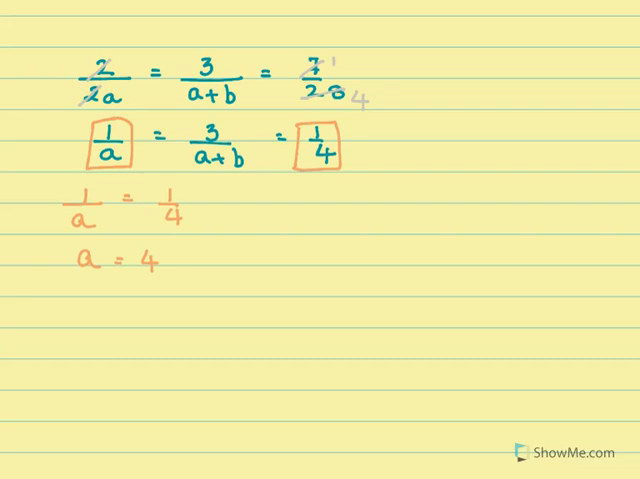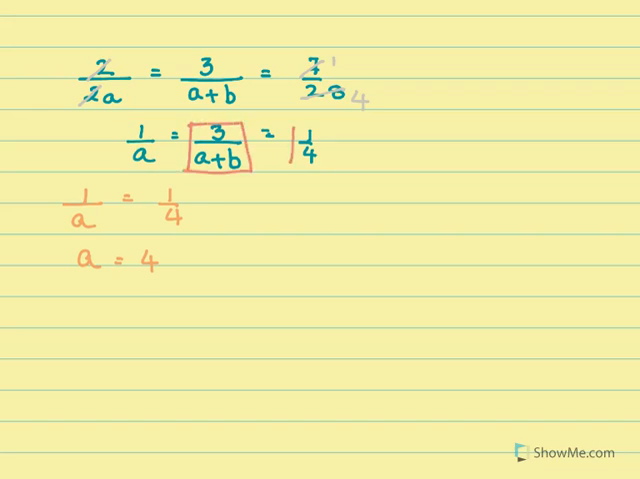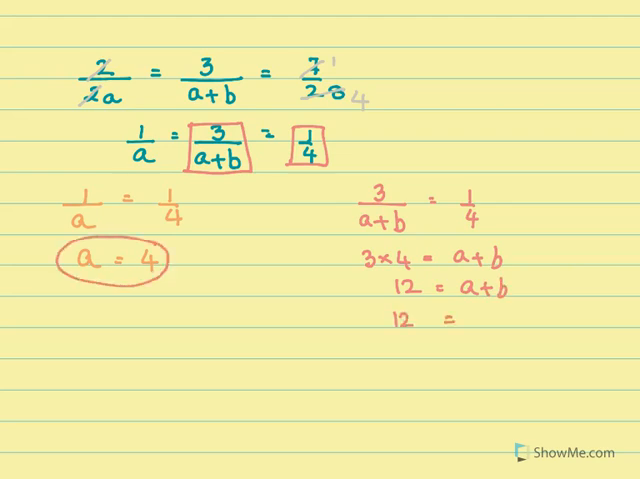Now in the next part, we will take 3 over a plus b and 1 by 4. So we take 3 over a plus b equal to 1 by 4. Cross multiply, 3 into 4 equal to a plus b. 12 equal to a plus b, and we already know that our a is 4. So here we'll do 4 plus b. So b equal to 12 minus 4, b equals 8.